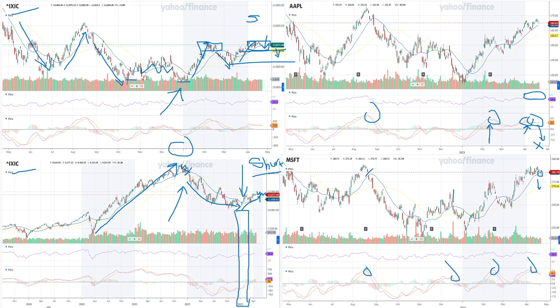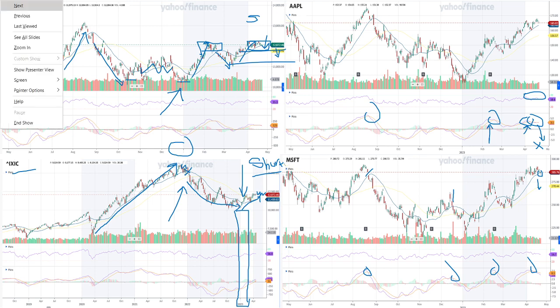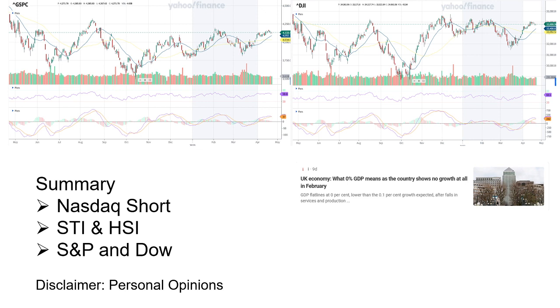STI is not going to be long. If I pick three indices, I will look into Hang Seng to see whether there's an opportunity for a short-term trade, and then STI, followed by Nasdaq. With Nasdaq, the intention is more on the short side, right? Okay, in summary, Nasdaq is looking at short, neutral, and let's look into the other components of US stock.